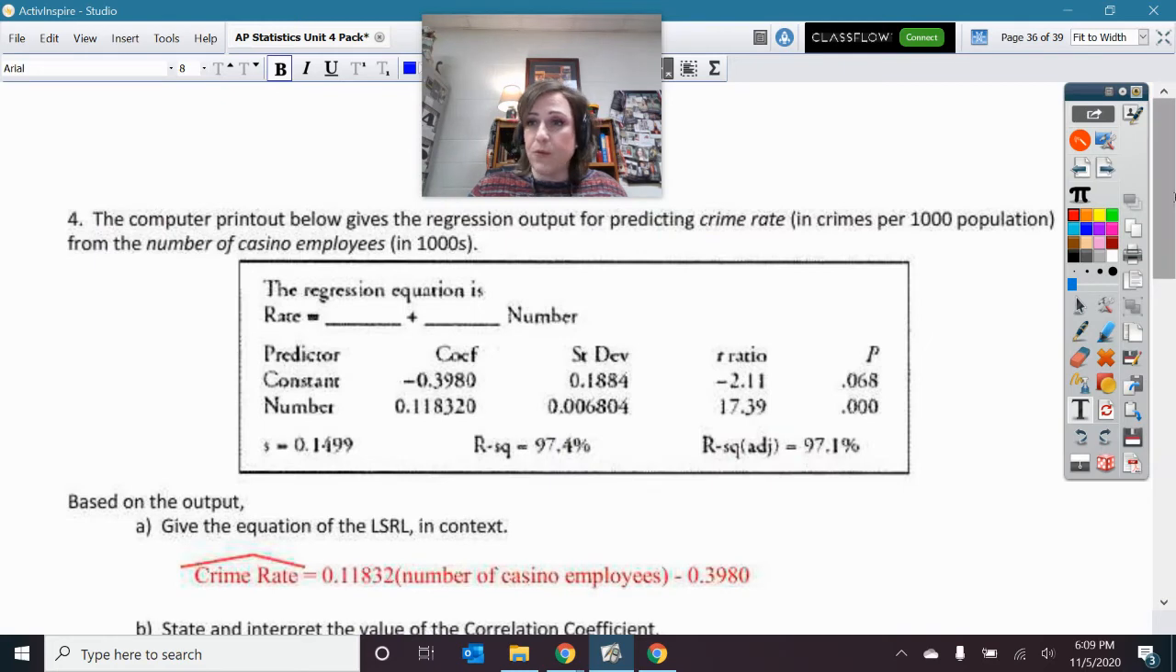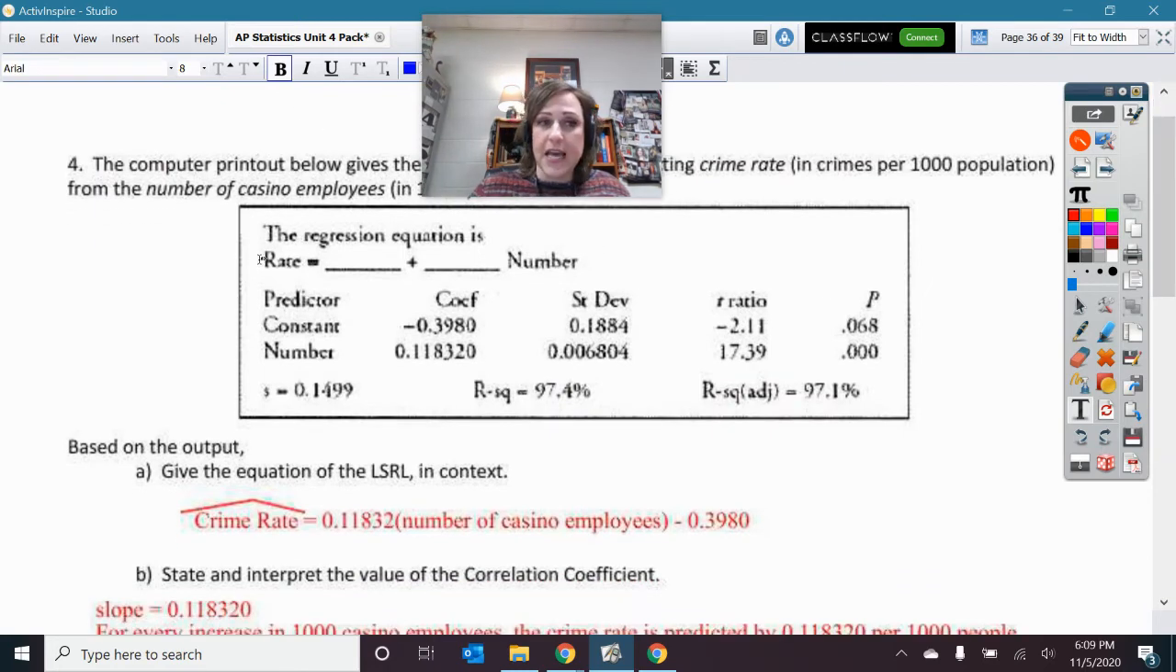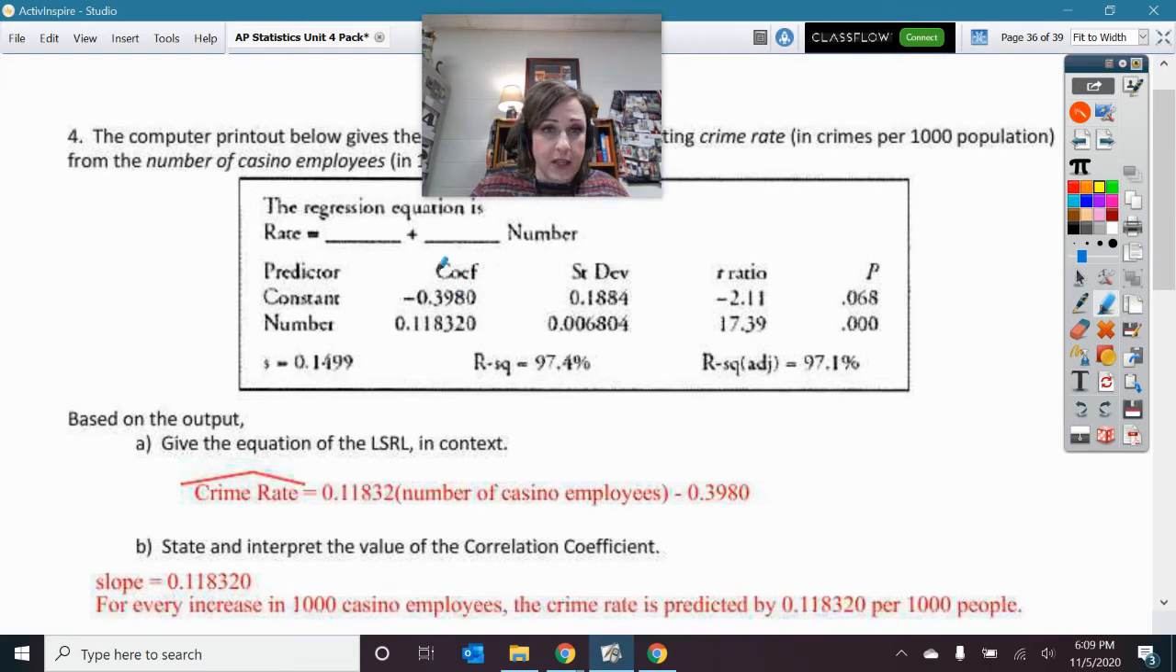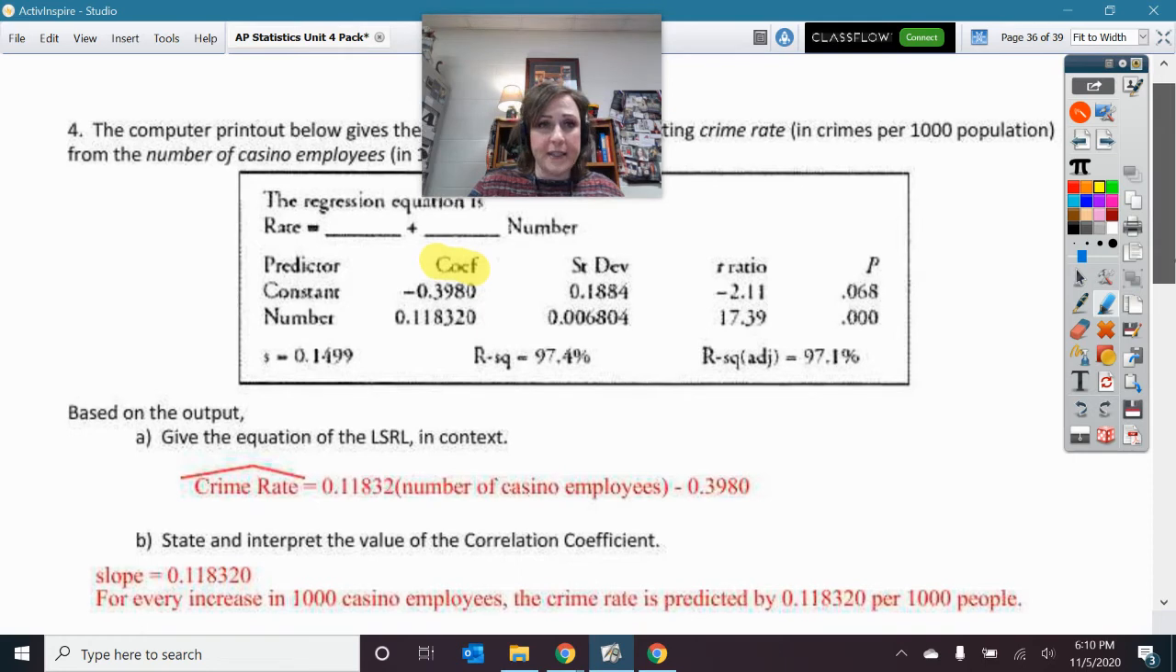All right, next, moving on here, we have a computer printout. So we're going to identify this. We know we're getting those coefficients right there from the slope and the y-intercept. This constant is the y-intercept. And this is the slope, 0.11832, times the number of casino employees. So I had to figure out what was x and what was y.